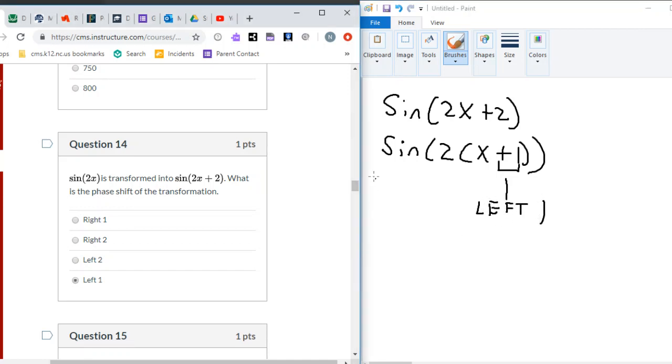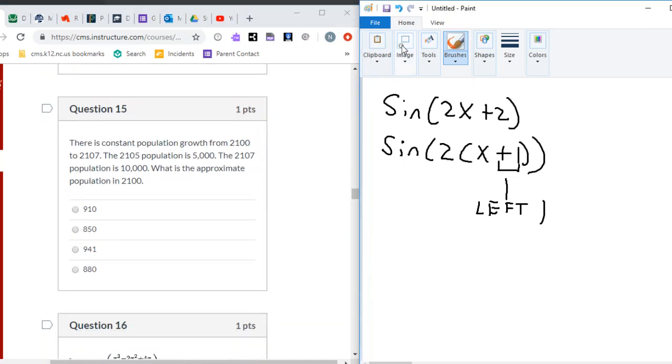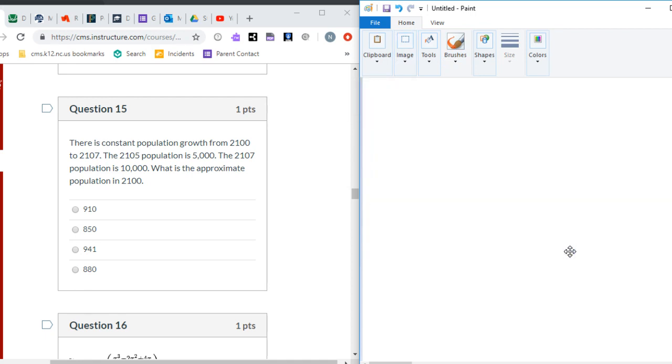That gives us option D in this instance. For question 15, there's constant population growth from 2100 to 2107. The population growth is a percentage increase.